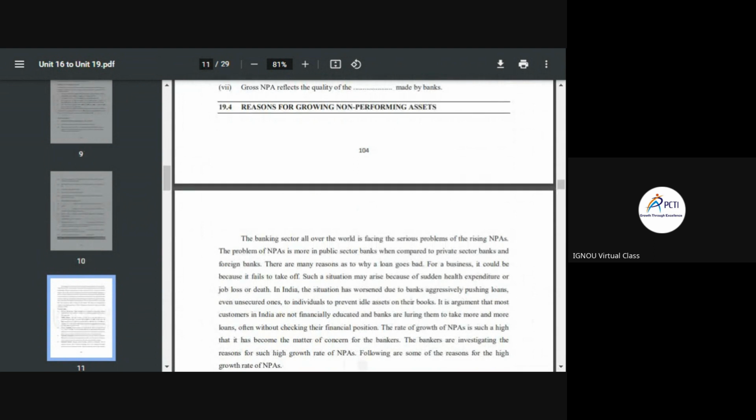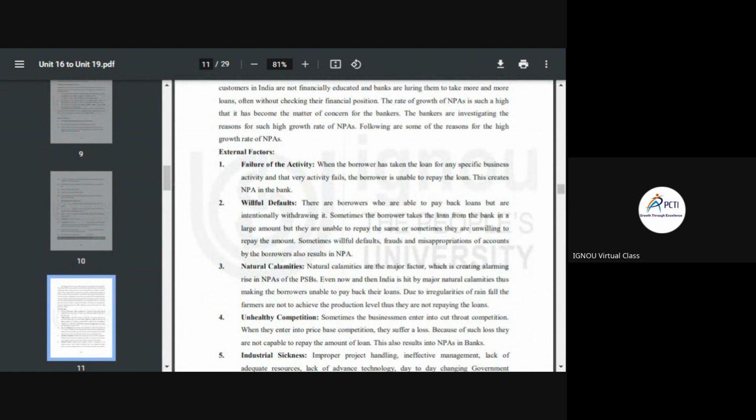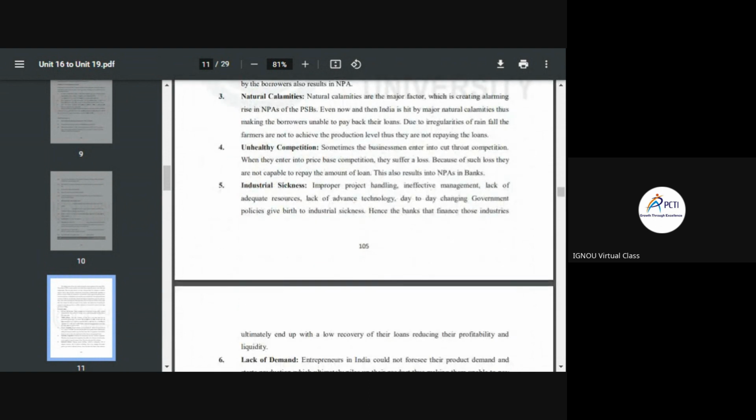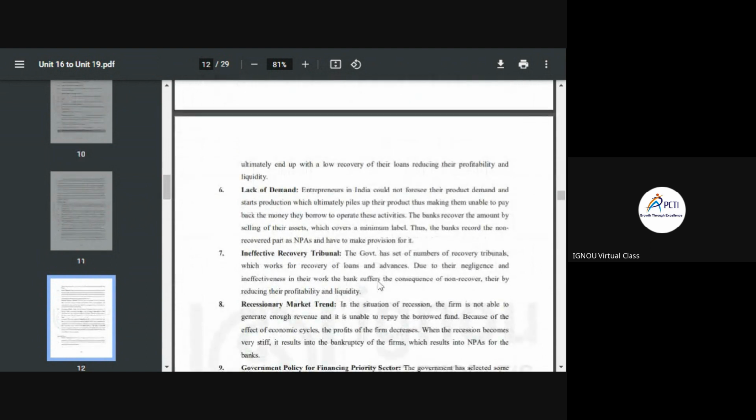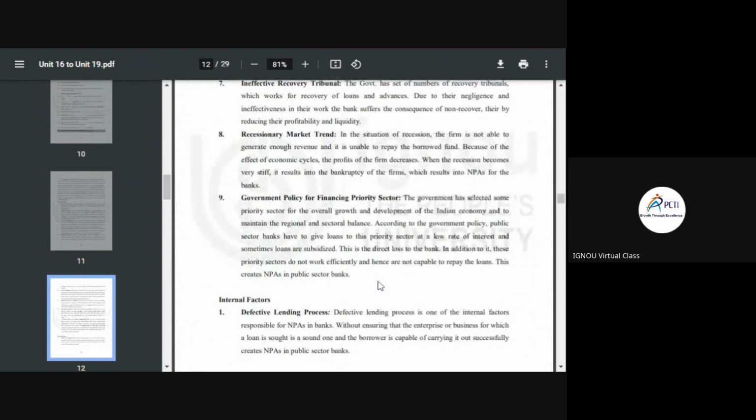Then here we have the reasons for growing non-performing asset. We have some external factors like failure of the activity, willful defaults, natural calamities, unhealthy competition, industrial sickness, then lack of demand, ineffective recovery tribunal, recessionary market trends. Then we have government policy for financing priority sector.